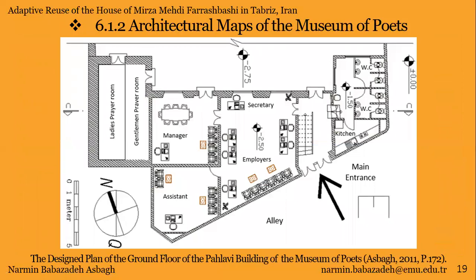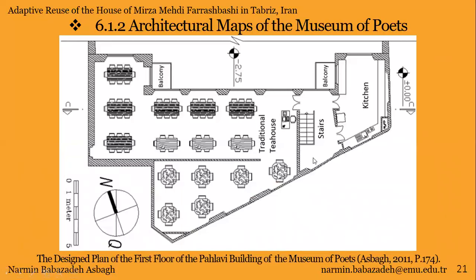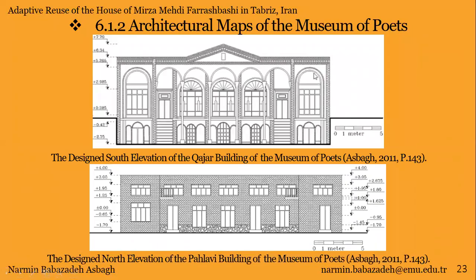The ground floor of the Pahlavi building of the Museum of Poets has the main entrance, and we have the stairs going upstairs, the administrative part, the religious part, the service part, which is the toilets and kitchen, and the quality of the spaces, their entrance and access. On the second floor, we have a traditional tea house, and the best view is for the building to see the south elevation of the Qajar building.